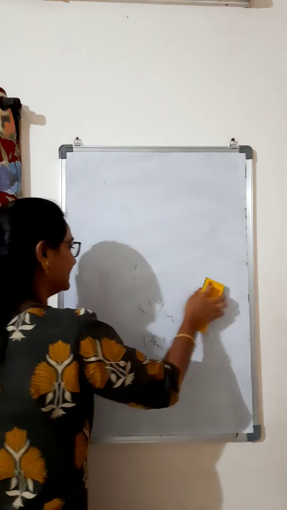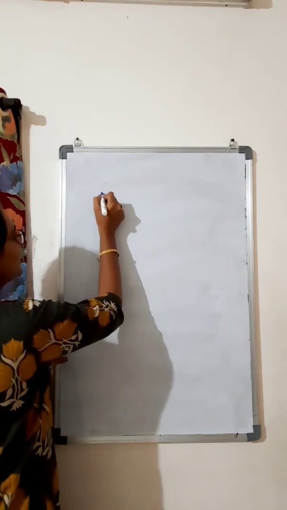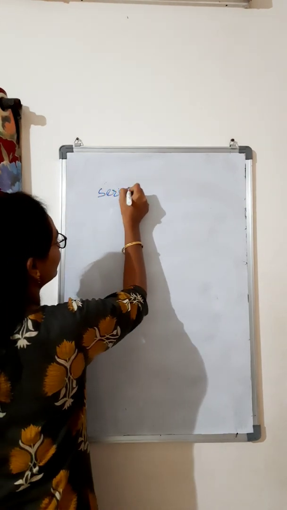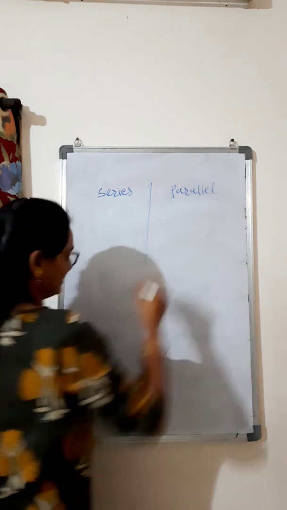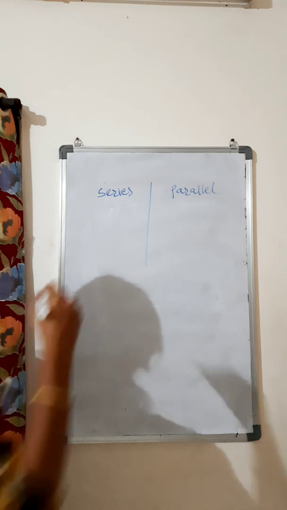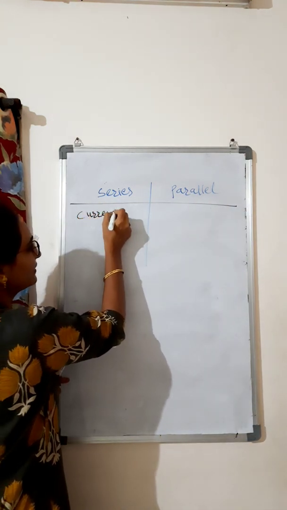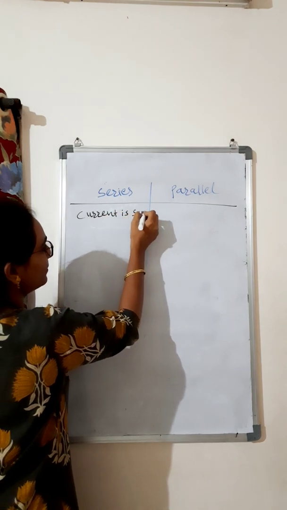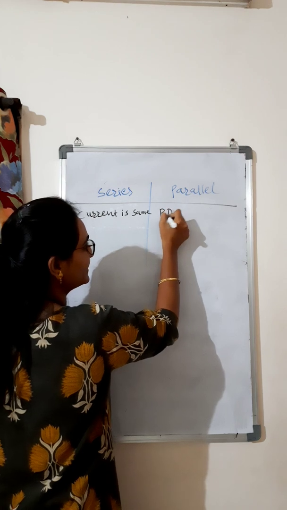Right? Write the difference between parallel combination and series combination. So what differences will you write? See here, series I am writing, and here I am writing parallel. Now see, in series combination the current is the same, and in parallel combination the potential difference is the same.